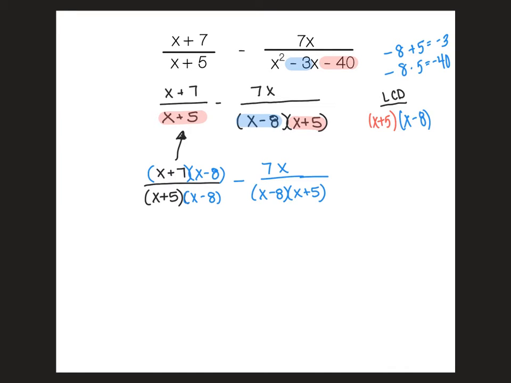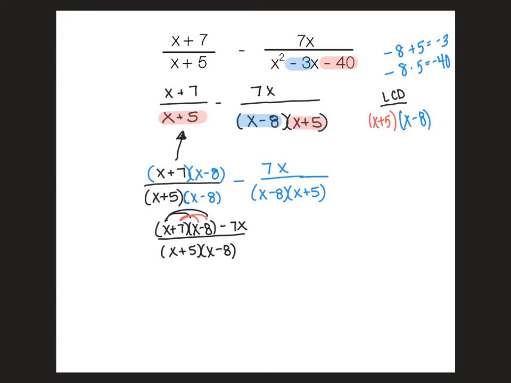Then I'm going to rewrite this as one entire problem. So I have x plus 5, x minus 8 on the bottom. On the top I have x plus 7 times x minus 8 minus 7x. I need to start simplifying my fraction, so I would distribute. And I'm going to have to do that twice.